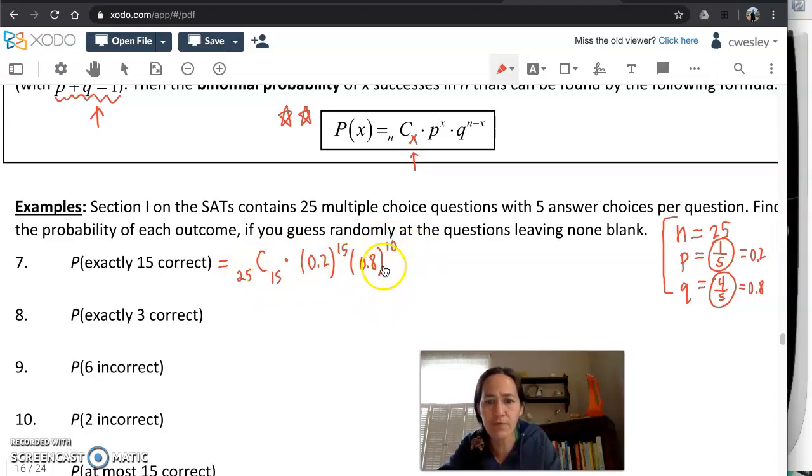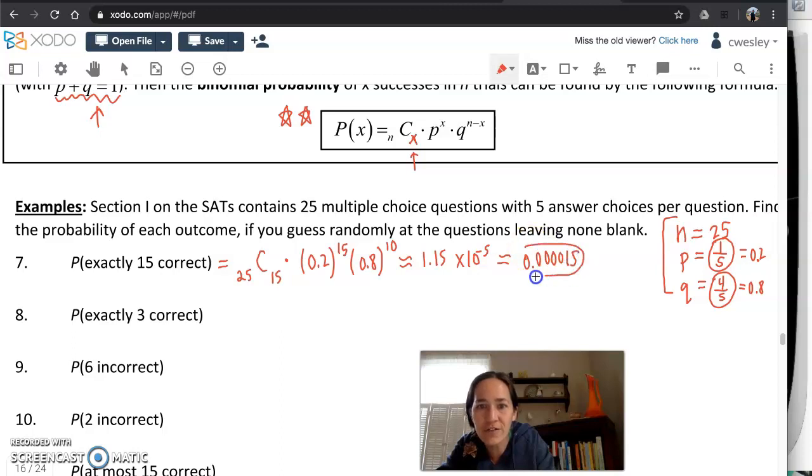Feel free to pause the video, type this into the calculator, and round to the nearest thousandth, so we agree on an answer here, and see if you get 1.15 times 10 to the negative 5th power. So you've got roughly 0.00015 of a chance. Very low odds you're going to get exactly 15 correct.